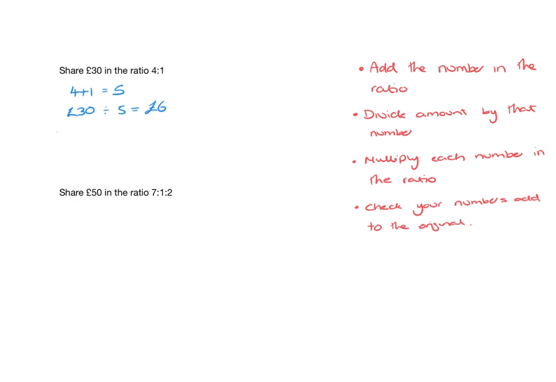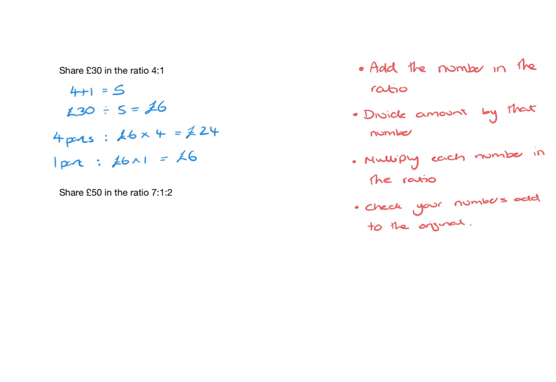So if I want to work out what 4 parts is, I'm going to multiply this by 4. So I'm going to do £6 times 4, and that gives me £24. And then to get my 1 part, I just need to multiply by 1. So that's going to give me £6. Now I can check my answer by making sure that these two numbers add back up to the original £30. So 24 plus 6 equals 30, so I'm happy.